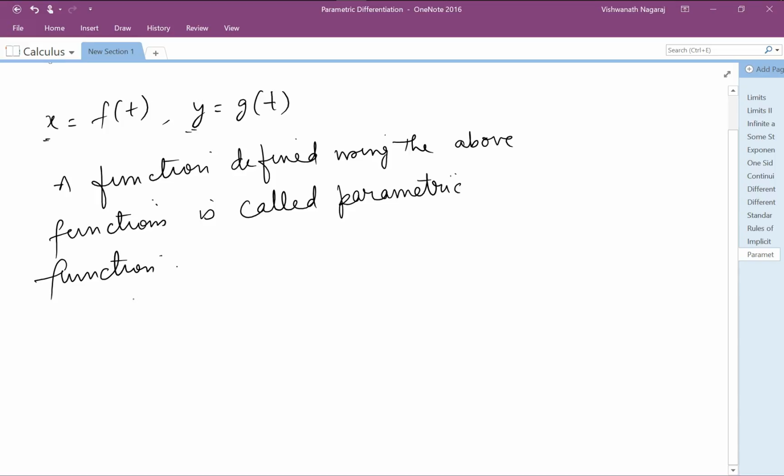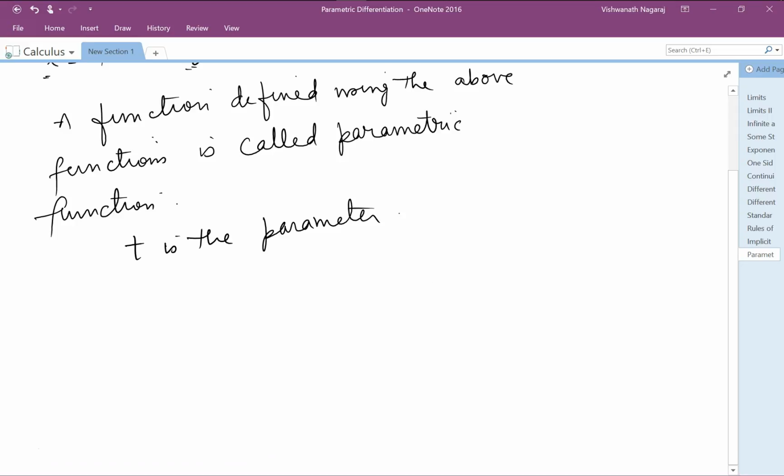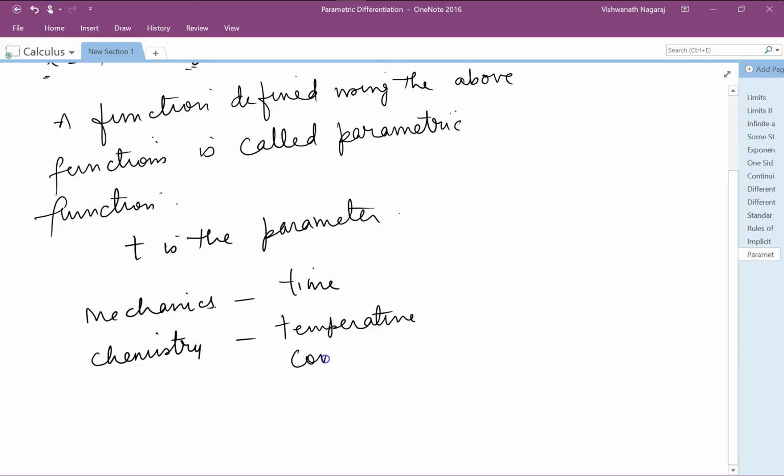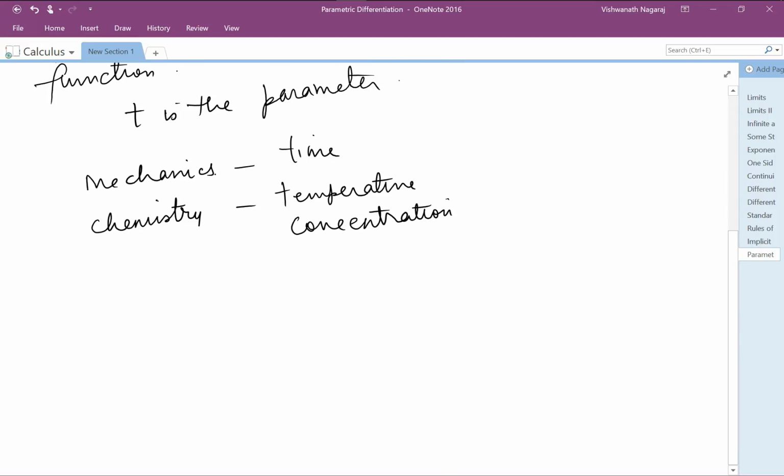Now, naturally, in different fields of study, different variables are used as the parameter. Here in the above example, say t is the parameter. For example, in mechanics, the study of motion, time is the parameter. Like that, in chemistry, temperature could be a parameter, or the concentration of a solute in a solution could be a parameter. Now let's see how to differentiate such functions.